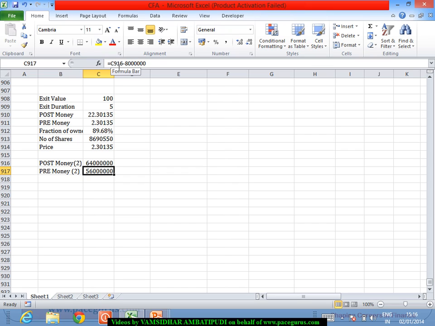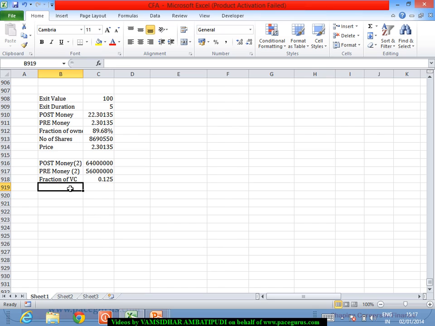So 8 million is the investment that you have brought in, which means the pre-money value at that point is something like this, which is now resulting in the fraction of VC ownership at that point being whatever is the 8 million divided by the post money value at that point, which is going to be around 12.5%. That is the value of the fraction of the VC ownership extra that is coming out for the second round of investment. Now, so the pre-money value is going to be this much.